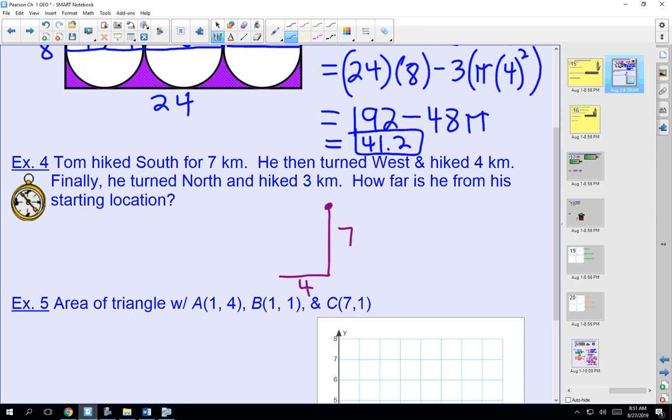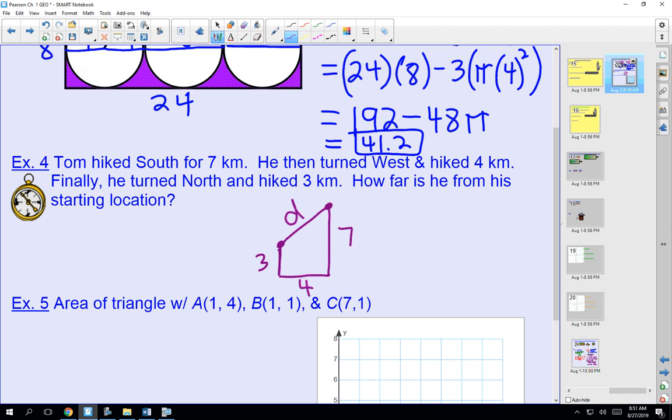So I'll make that 4. I tried to make that shorter than the 7. And then he's going to hike north 3 kilometers. So we'll try to make that a little shorter than this 4 here, maybe 3. And then he stops. How far is he from his starting location, straight line distance here? So in other words, we need to find that distance right there.